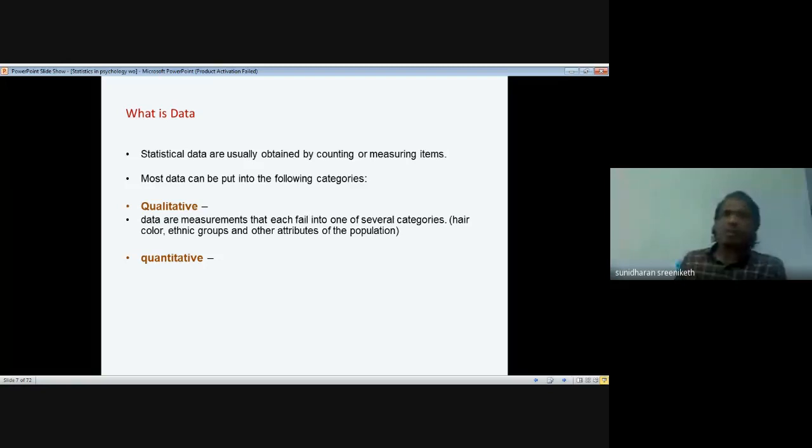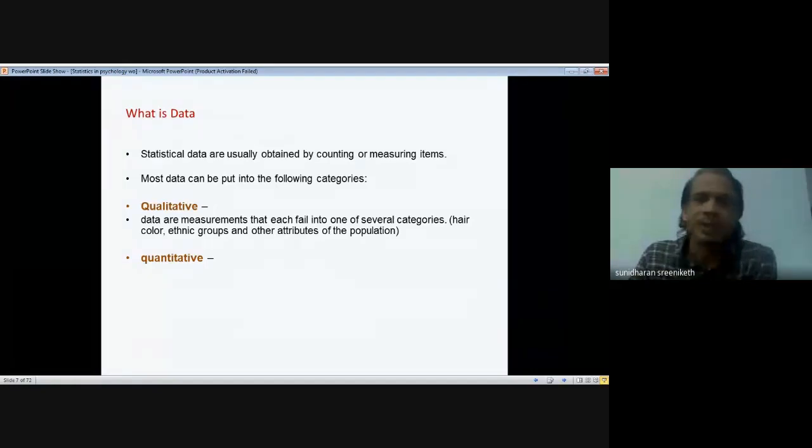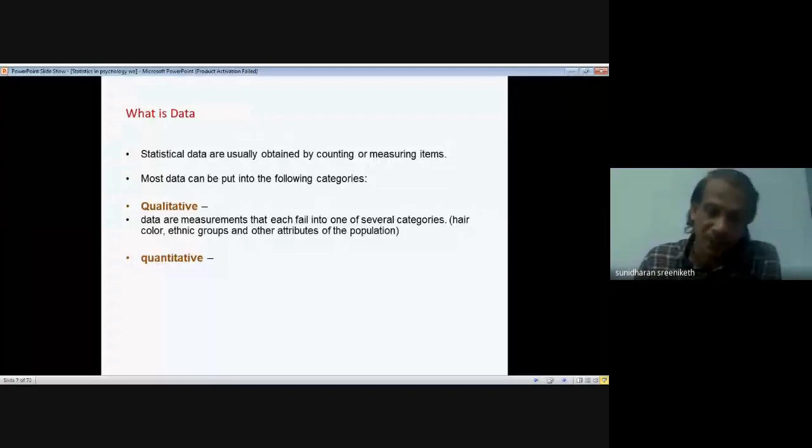Qualitative means information or measurements that each fall into one or several categories. Here it is typed as fail, it is fall, this is not the correction. So this kind of information falls into one or several of the categories, like the color of the eye, the color of the hair, gender of a person, ethnic group, and any other attributes of a population. That kind of information is known as qualitative data or qualitative information.